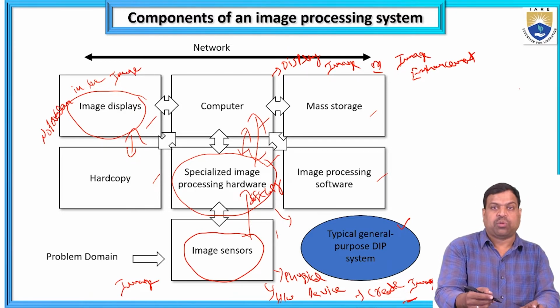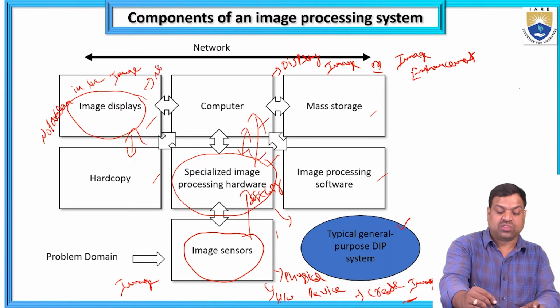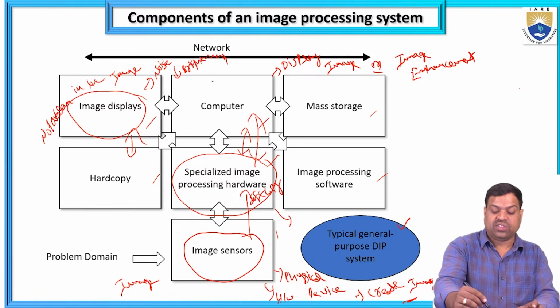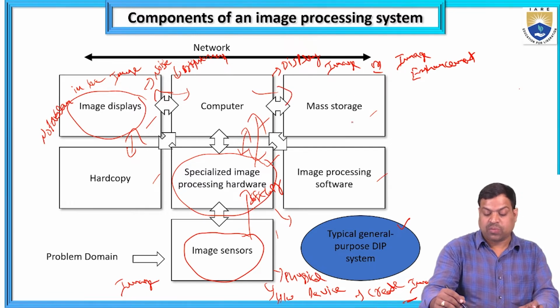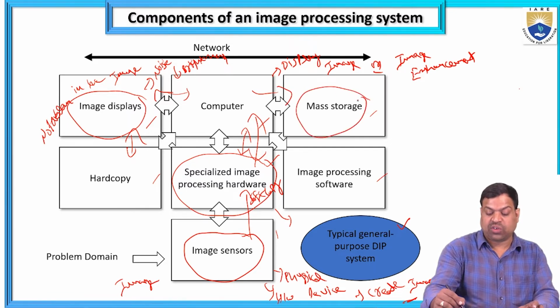Suppose we have a problem in the image, some noise or low brightness, or anything like that. The computer converts it to the mass storage. This mass storage stores the problem of the image. It will be storing the problem image for enhancement. It is storing the image.